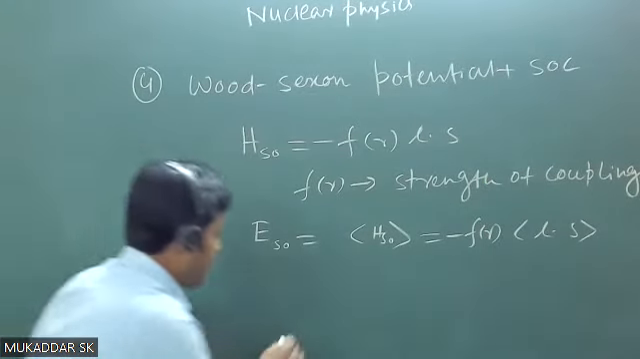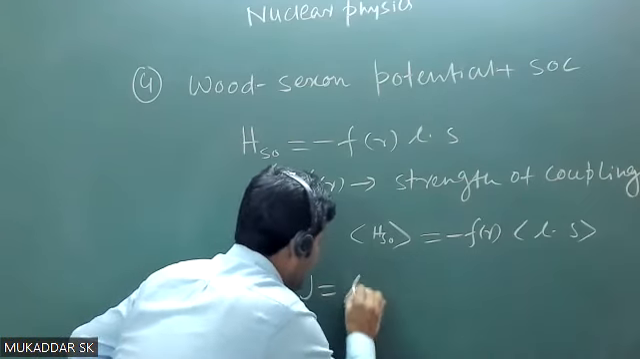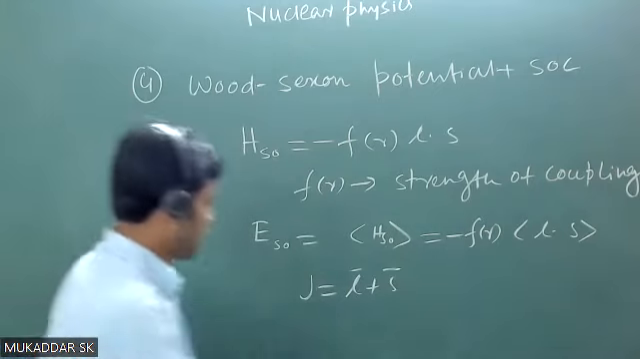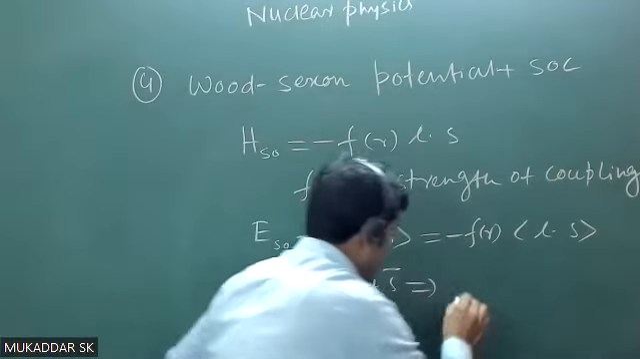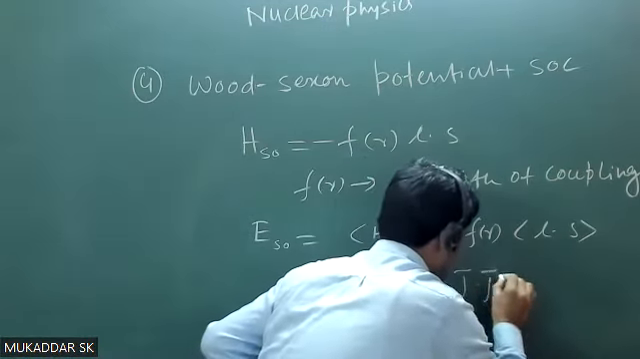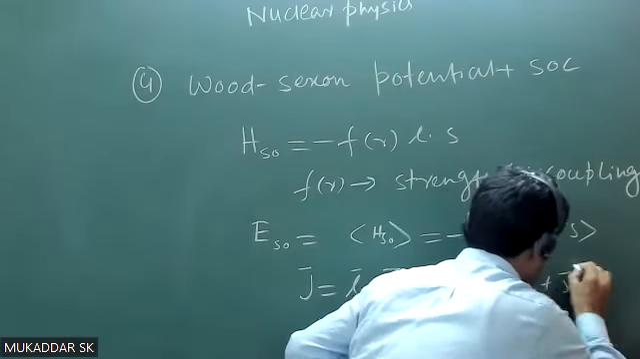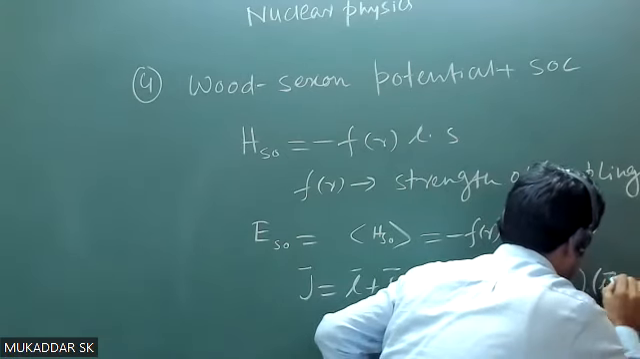So you know this, you have J equals to what? L plus S, right? J equals L plus S. Now if you square J, what will happen? You will have (L plus S) dot (L plus S), right?